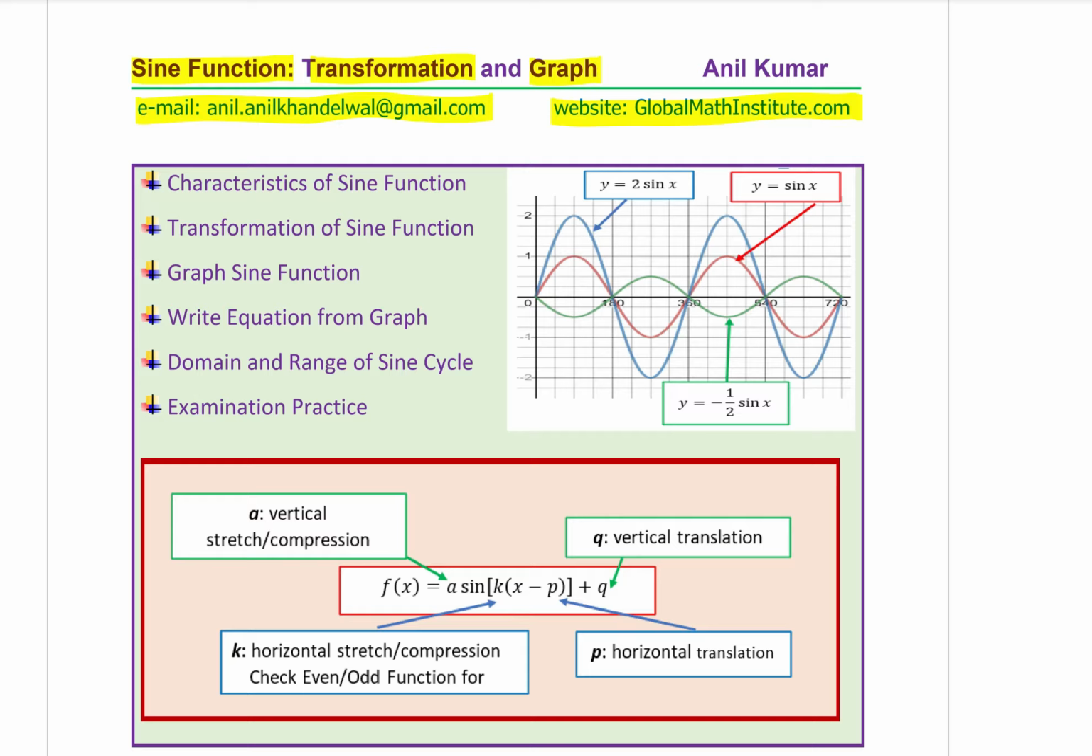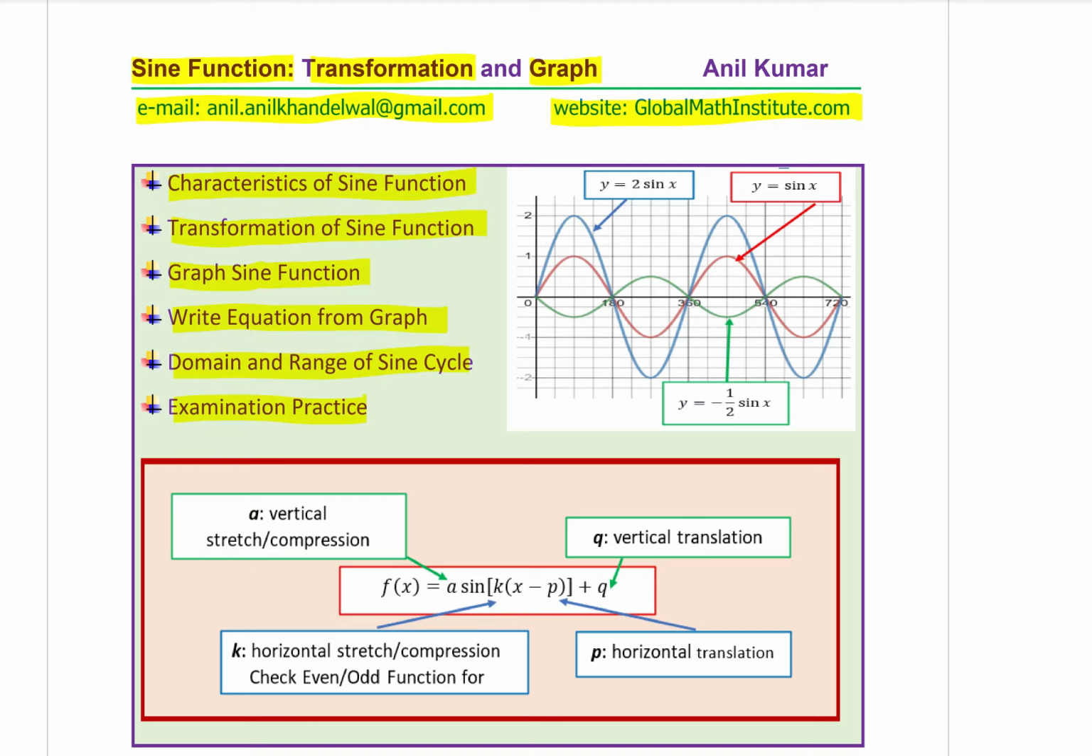To begin with, we'll understand some characteristics of sine functions, take up transformation of sine functions, see how to graph sine functions and write equations from the graph. We'll look into domain range of a cycle of sine function and take up some examples which will help you practice for examination.